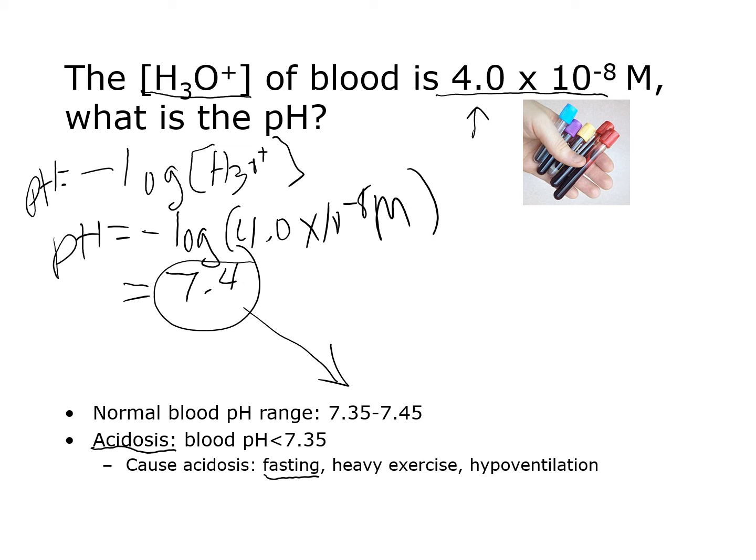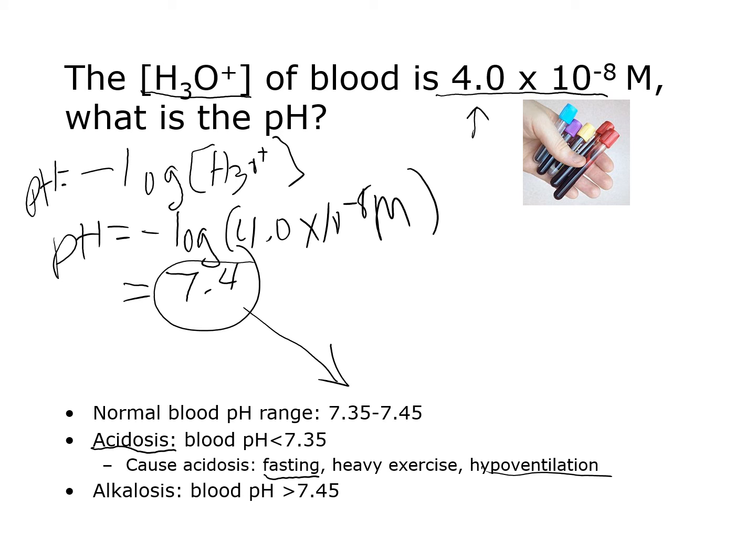Or hypoventilation, and that's when you're not breathing in enough oxygen. That could be maybe your windpipe was obstructed, or if you're holding your breath, maybe you're underwater swimming. If you have not enough oxygen, it causes an increase of carbon dioxide in your blood, which decreases the pH of your blood.